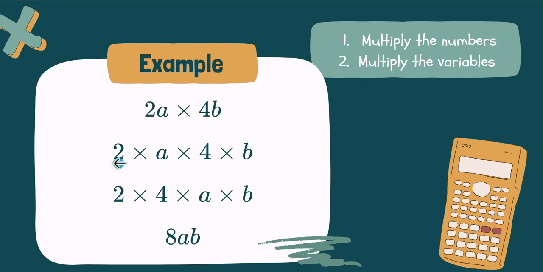Then you need to write the numbers together as 2 multiplied by 4 and variables together as A multiplied by B. In the third step, you will write 2 multiplied by 4, that is 8, and A multiplied by B, that is AB. So your answer will be 8AB.